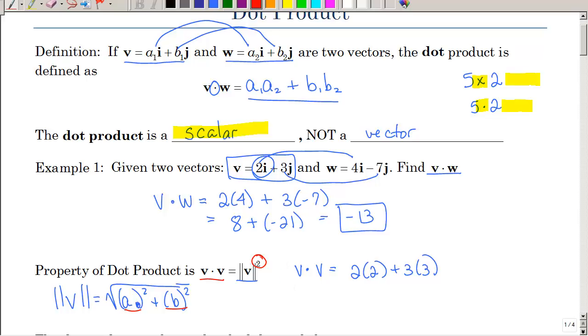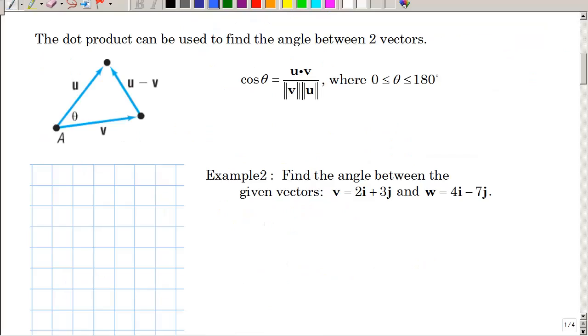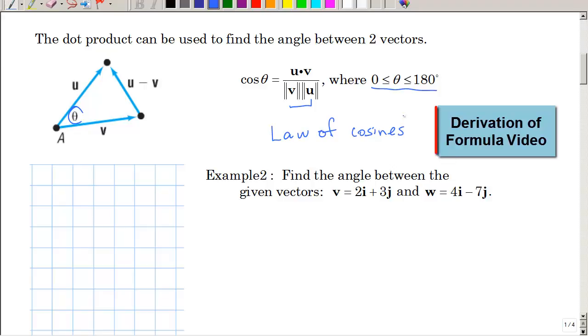The dot product can also be used to find the angle between two vectors. So looking at this diagram, if you have u and v with an angle theta between them, the cosine of that angle is found to be the dot product divided by the product of the magnitudes of the two vectors, and theta is between 0 and 180 degrees. Now where that formula comes from is the law of cosines. And if you would like to see that formula derived, take a minute and go to this video.